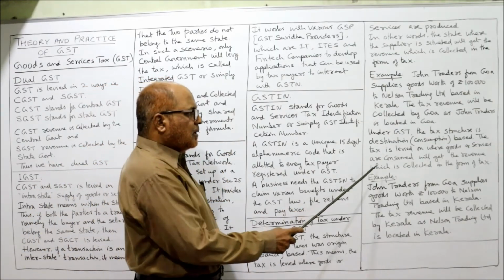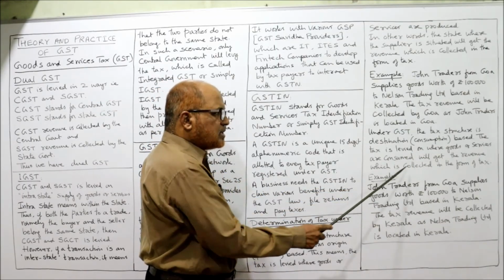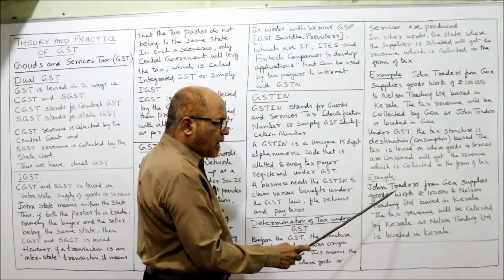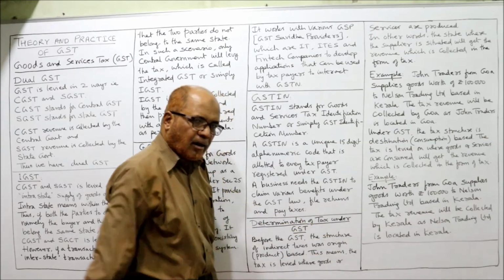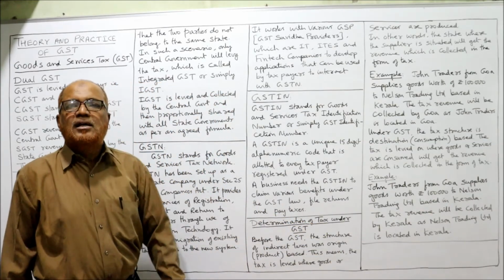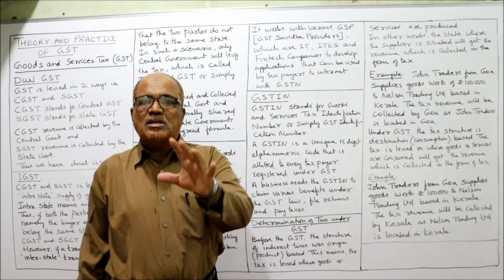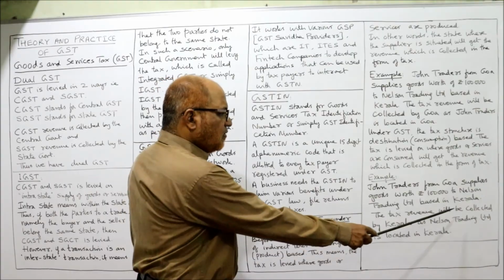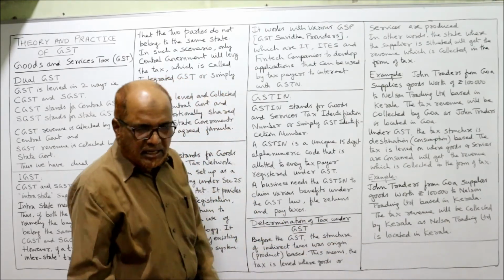So GST will be applied in the place where the goods are consumed, not at the point of production. Tax is levied where the goods are consumed, and that state gets the revenue collected in the form of tax. Example: John Traders from Goa supplied goods worth rupees 1 lakh to Nelson Trading Limited based in Kerala. In this case, the GST will be collected in Kerala because the goods are consumed in Kerala. The tax revenue will be collected by Kerala as Nelson Trading Company is located in Kerala.